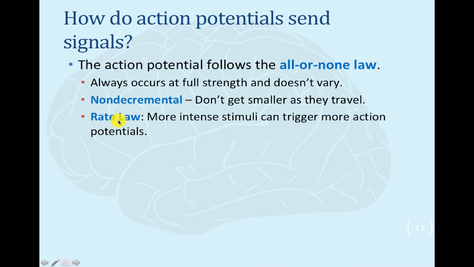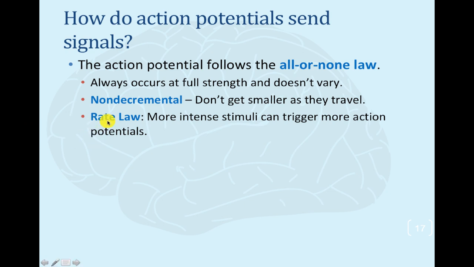And the rate law explains how our nervous system accounts for more intense stimuli. So for example, if you're listening to music and you increase the volume of it, your action potentials don't get bigger, but you will get more of them. The rate of action potentials will increase. You'll get one after another, after another, after another.